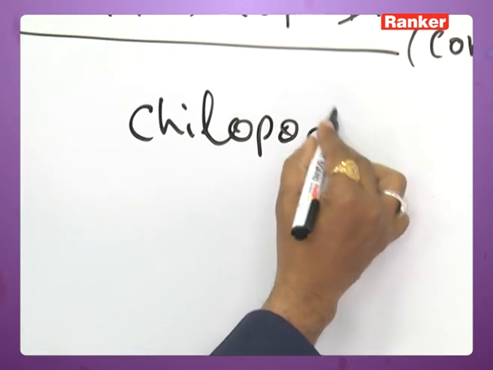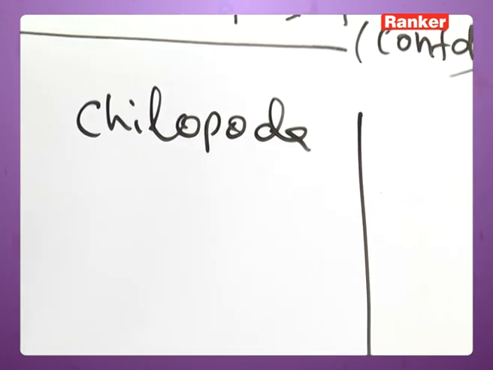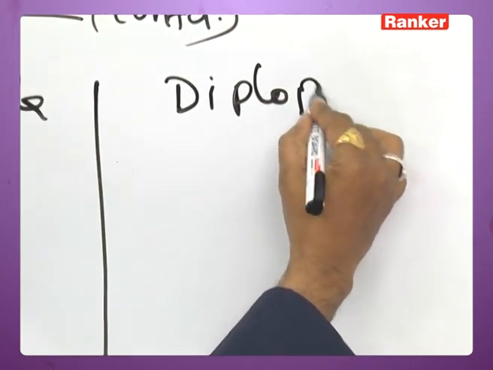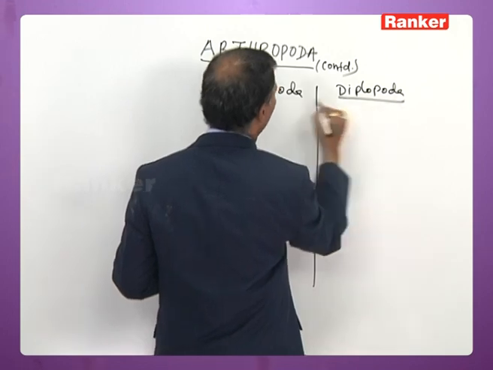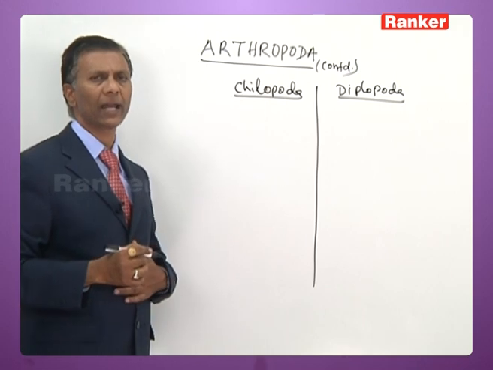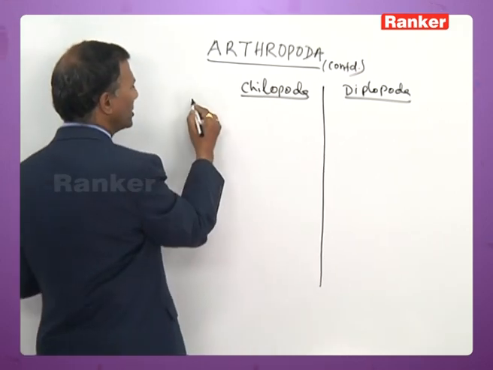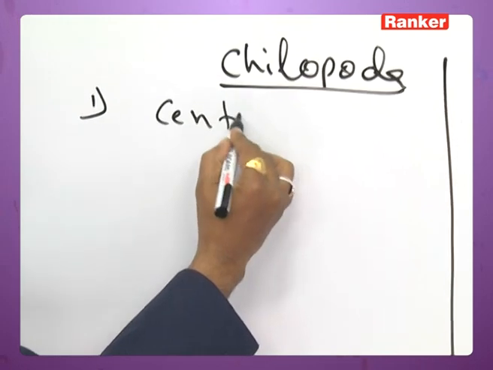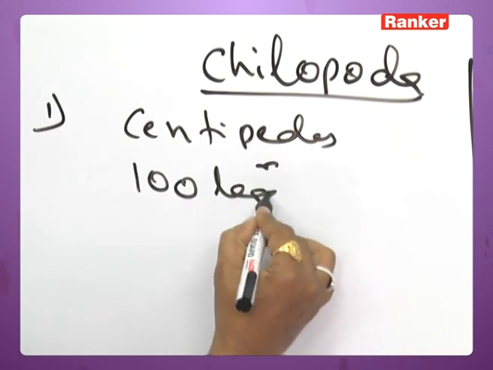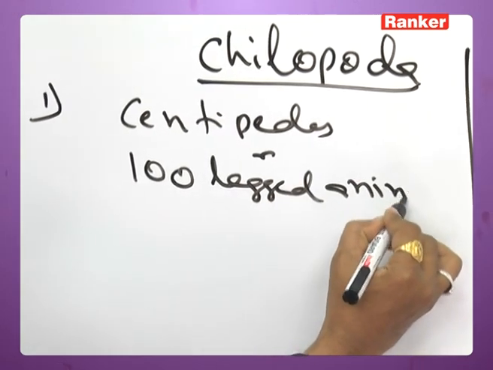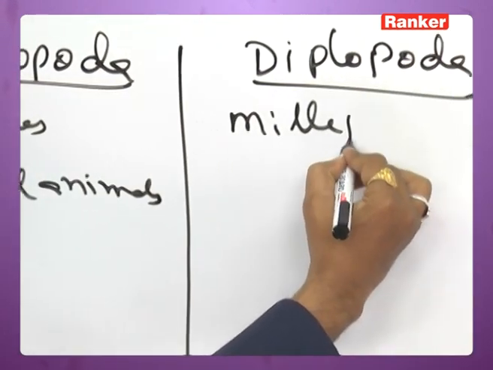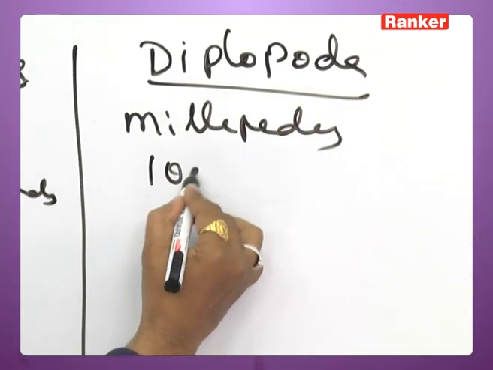Now, Chilopoda and Diplopoda: let us differentiate between both of them, the most important characters. Chilopods are commonly called centipedes or hundred-legged animals. Diplopods are commonly called millipedes or thousand-legged animals.